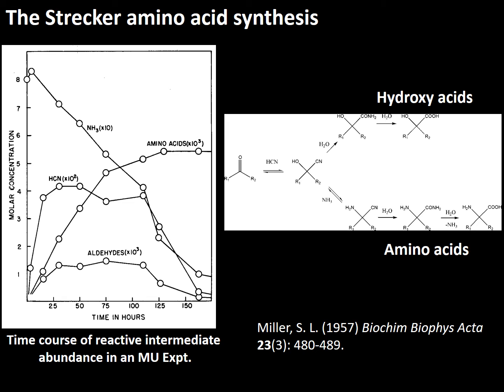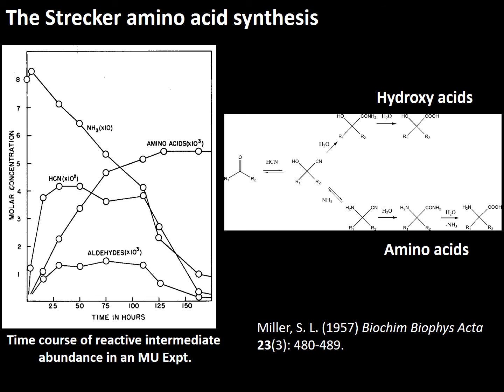And what that simply involves is the reaction of an aldehyde or ketone, generated in the gas phase, reacting with hydrogen cyanide, also generated in the gas phase. Now, these have both diffused into an aqueous phase, reacting together to form a compound known as a cyanohydrin. It's a reversible reaction. And then, depending on the abundance of ammonia, either hydrolyzing to give a hydroxy acid, or adding ammonia and then hydrolyzing to give an amino acid.